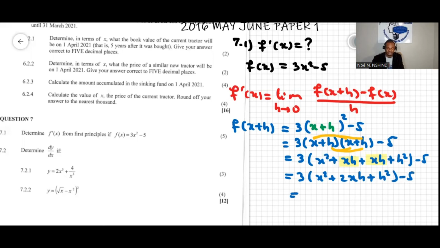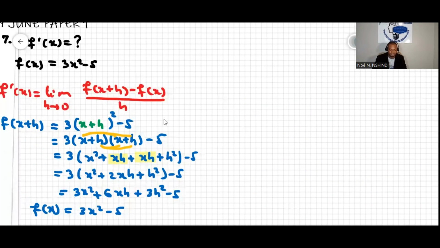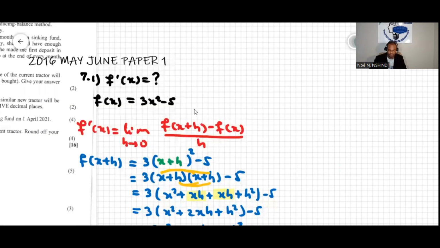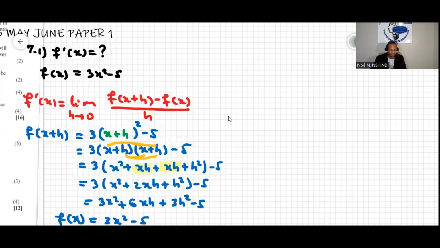Now we can multiply again, and that makes 3x squared plus 6xh plus 3h squared minus 5. This is f of x plus h. Then f of x is just 3x squared minus 5. Now I'm going to move my board over here.